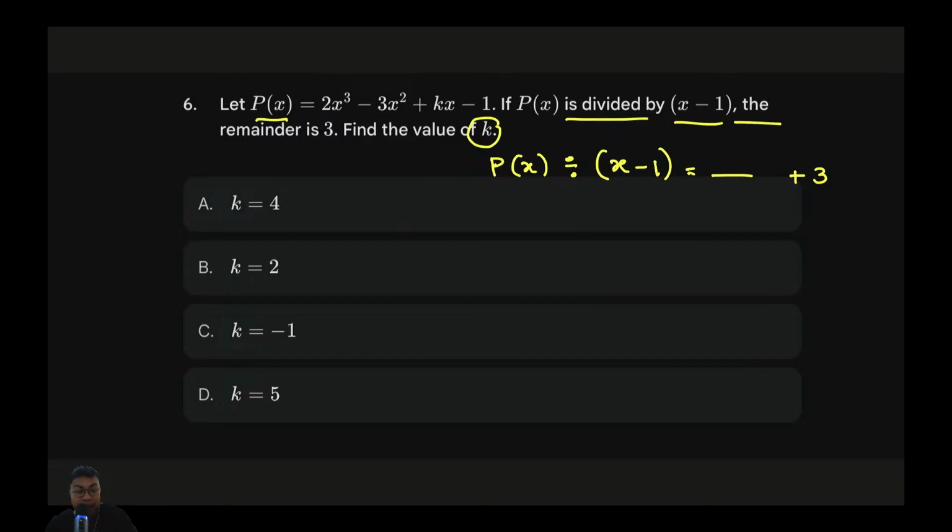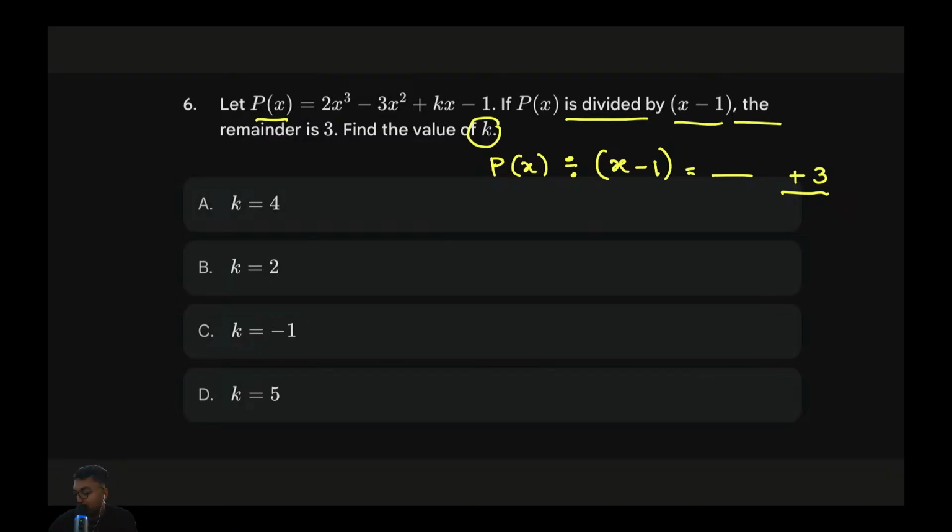What does it mean by that? Actually, I think it's better to factorize it, because when P of x is divided by x minus 1 and plus 3 like this, I think it must be something that we can simplify, you know.